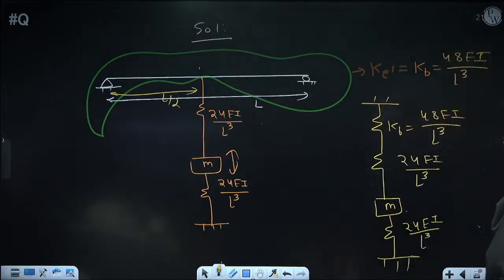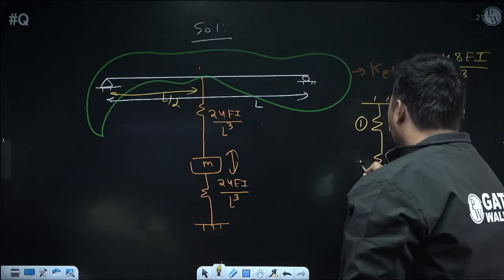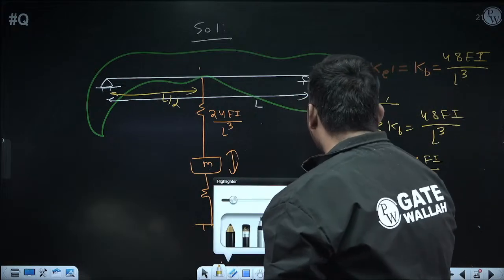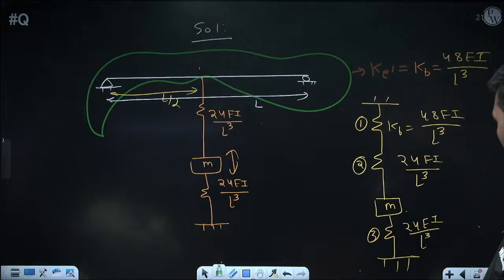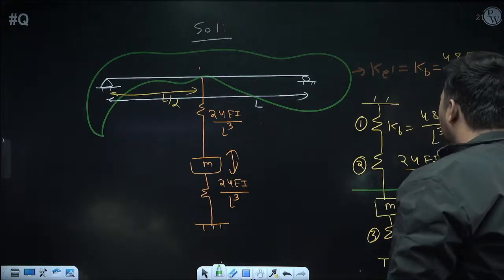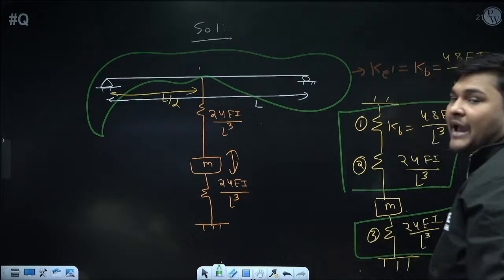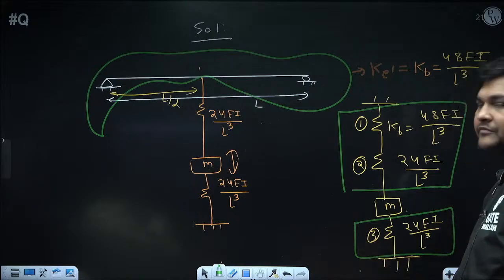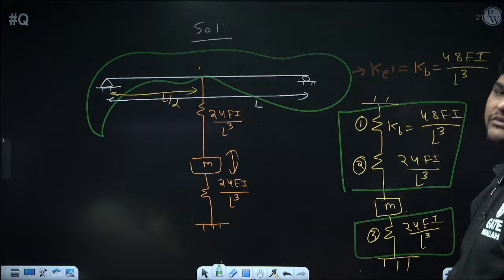Now from this equivalent diagram, we will calculate overall K equivalent. For that, suppose this I am considering as 1, this as 2, this as 3. Now how you can calculate overall K equivalent? So see, whenever mass is attached in the middle, we know the equivalent stiffness of this side portion and equivalent stiffness of this side portion will be in parallel arrangement. Now we already know equivalent stiffness of this side portion, but in this side portion 2 springs are coming. So first calculate equivalent stiffness of this side portion.